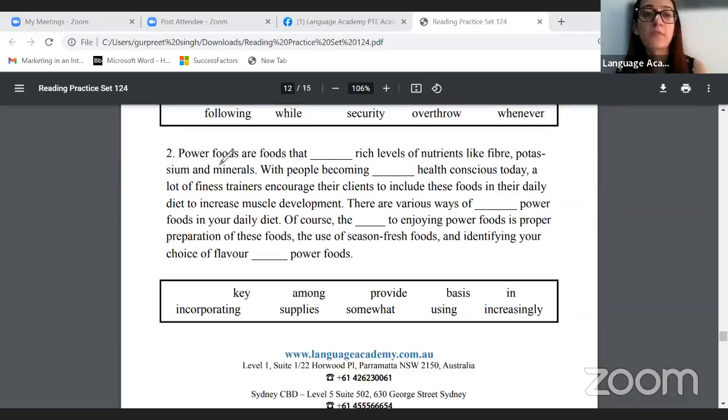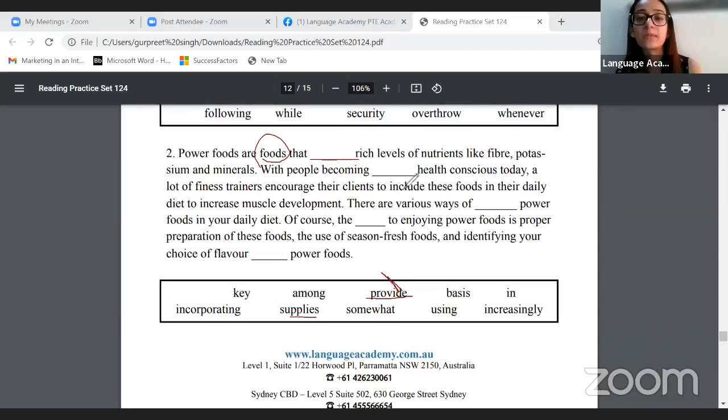Let's discuss. Power foods are foods that dash rich level of nutrients like fiber, potassium, and minerals. So foods is plural. We need a verb without s. Let's see how many we have. One is supplies, but that is with s, and one is provide, that is without s. We need without s, so we'll go with provide. And it makes sense. Foods provide nutrients.